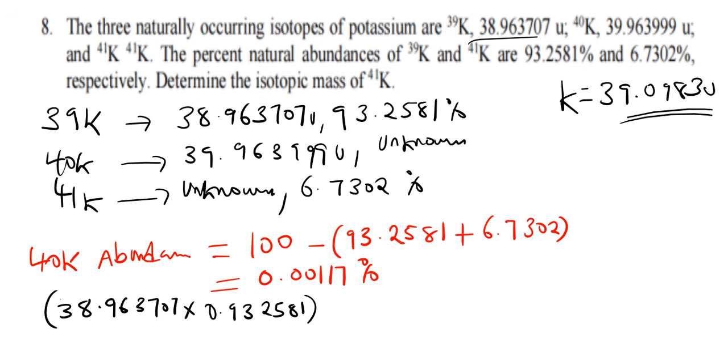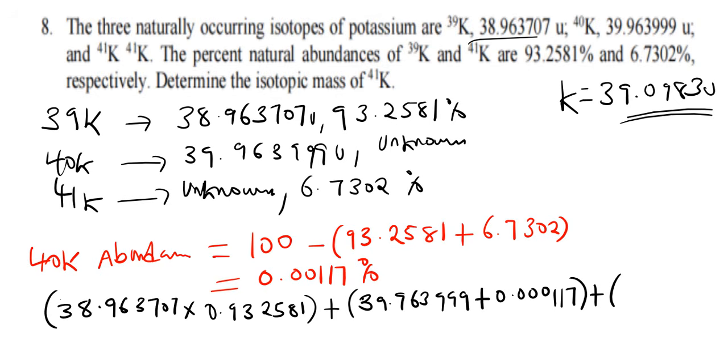Then I'm supposed to find the other one. The second one, what is it? We've been given that its mass is already 39.963999, plus its percentage abundance, which divided by 100 is about 0.000117. Plus the last one.